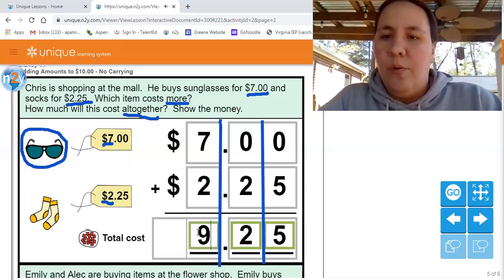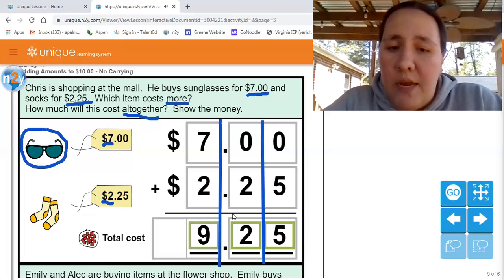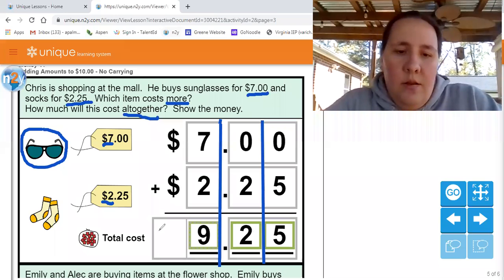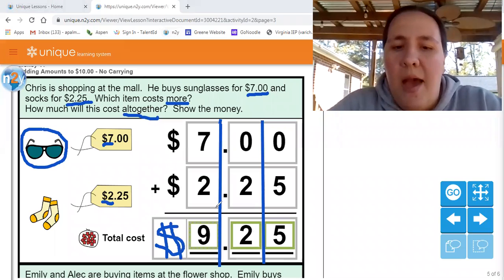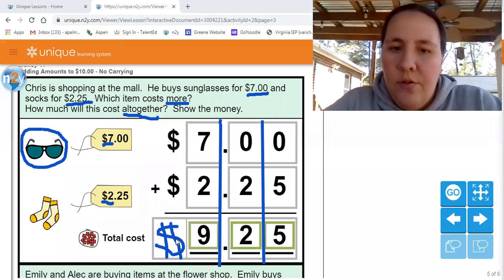Great job. So can you guys help me read this amount at home? How much is that? Let me draw my dollar sign. So what is this amount? How do I read this? So I'm going to start with the dollars, $9. When I see this decimal point, this dot, I'm going to say and. So $9.25.